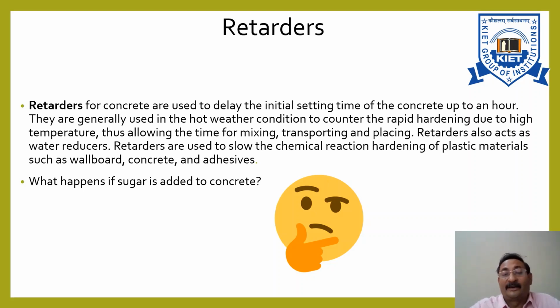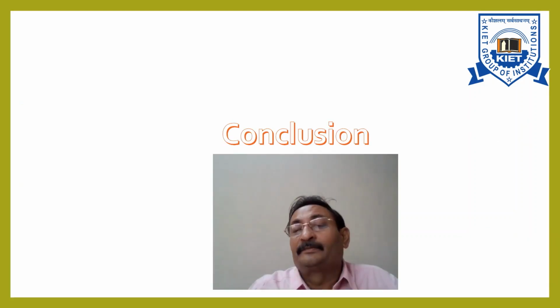Lignosulfonic acid and salts, hydroxylated carboxylic acid and their salts also retard, and even they reduce the quantity of water required by the concrete. Materials like mucic acid and calcium acetate are some examples of retarding agents.